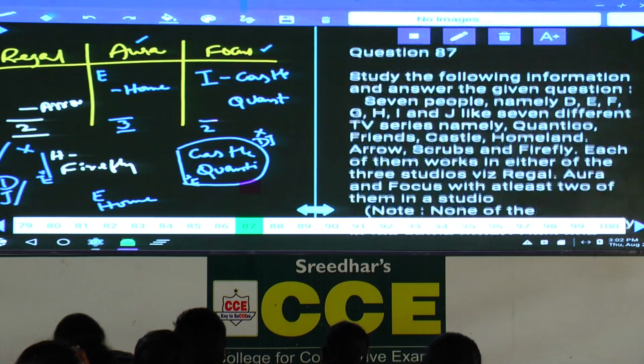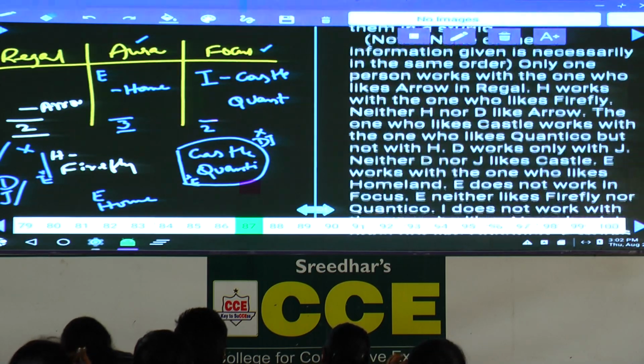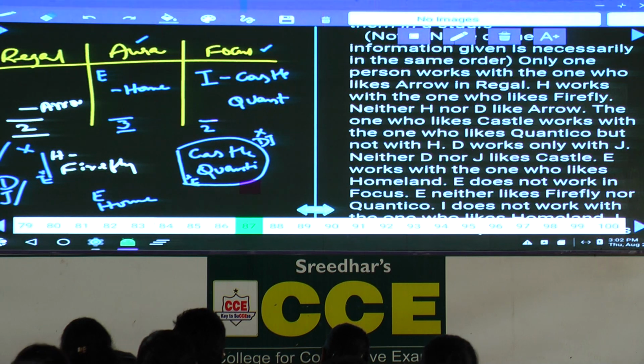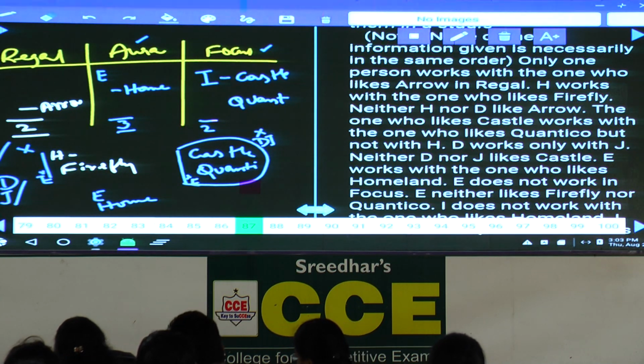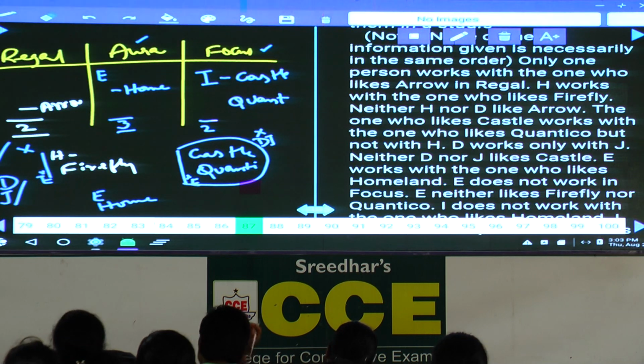Now let's go through this information once again. Only one person works with the one who likes Arrow in Regal. H works with the one who likes Firefly.